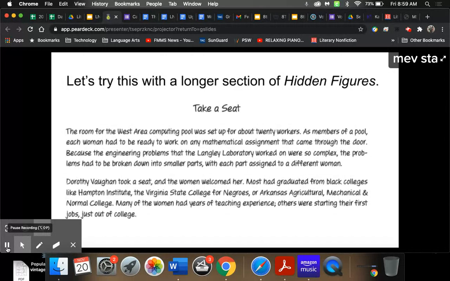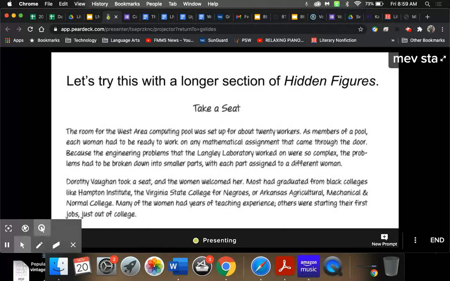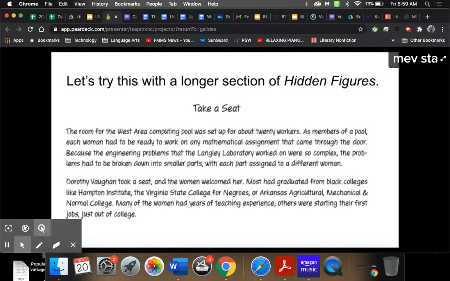Take notes, activating both parts of your brain, okay? The section's called Take a Seat. The room for the West Area Computing Pool was set up for about 20 workers. As members of a pool, each woman had to be ready to work on any mathematical assignment that came through the door. Because the engineering problems that Langley Lab worked on were so complex, the problems had to be broken down into smaller parts, with each part assigned to a different woman.